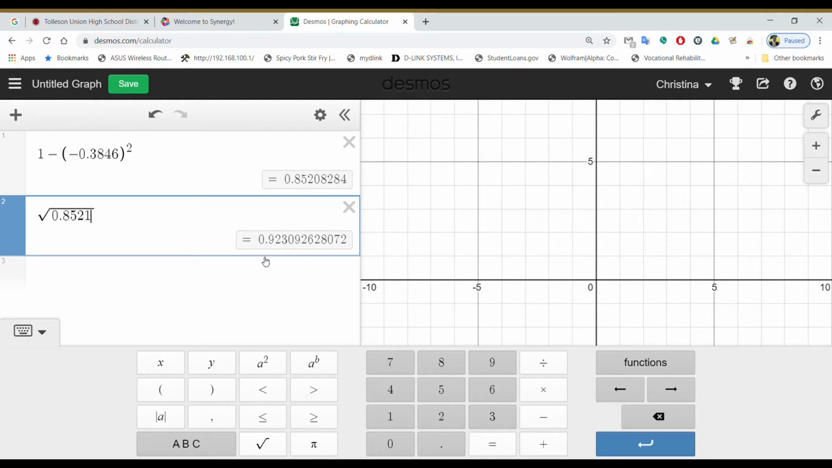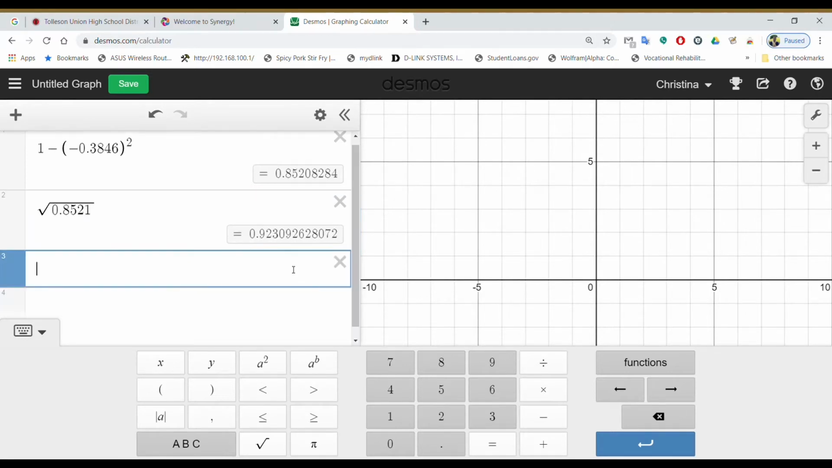And so you can see we got 0.92309. So again, when we go back to the board here, we're going to round this to 4 decimal places again. So we got 0.923, and our answer is actually going to be a 1. So we're going to round this to 1. Okay? So that's what we're going to take to the board. So that would be our new cosine value.